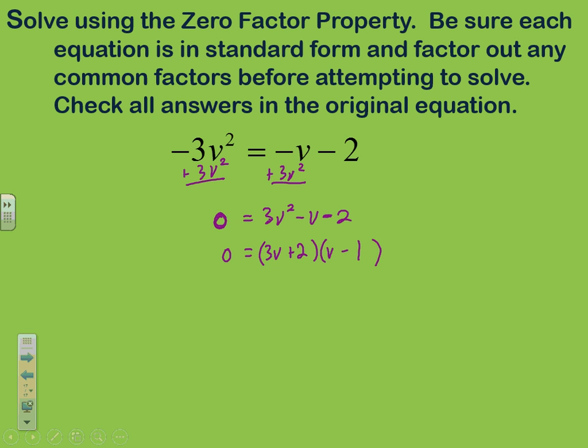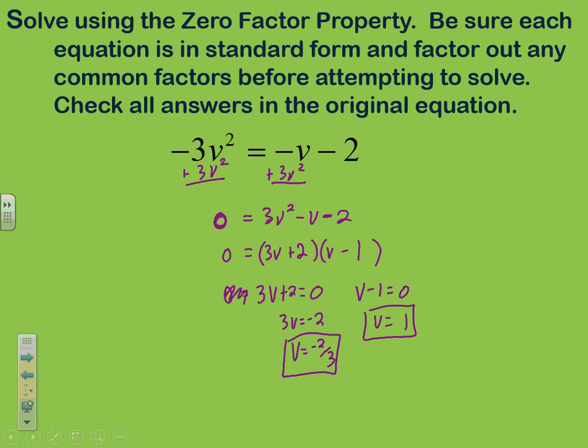The nice thing is that the a and the c term are both prime numbers, so it makes it a little easier to factor. So now that we have the problem factored, 3v plus 2, well, we don't really need that here because we're setting each factor equal to 0. v minus 1 is equal to 0. So here I'm going to get 3v is equal to negative 2, so v is equal to negative 2/3, which is okay, a fraction is no problem, and v is equal to a positive 1.